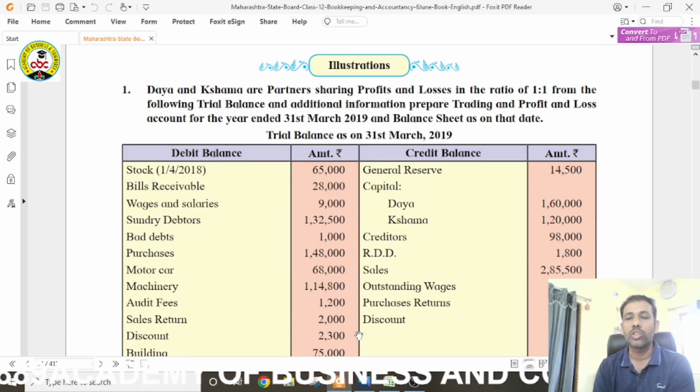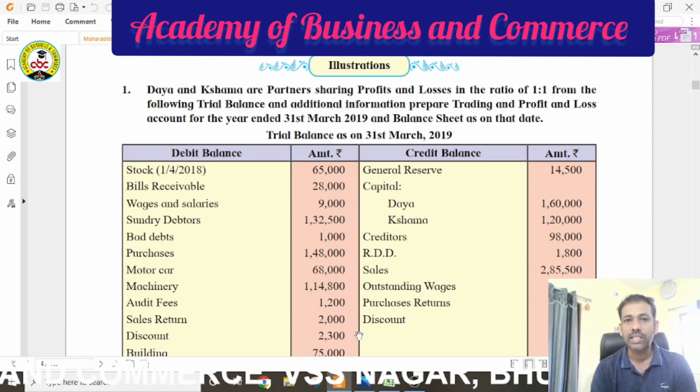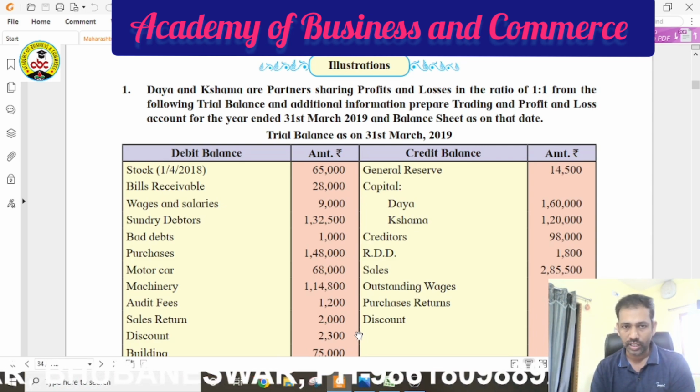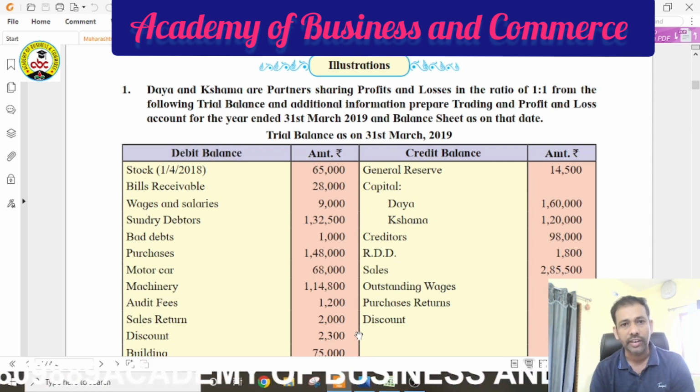Loss in the ratio of 1:1. That means equal proportion, they are sharing their profit. From the following trial balance and additional information, prepare trading and profit and loss account for the year ended 31st March 2019, and the balance sheet as on that date.